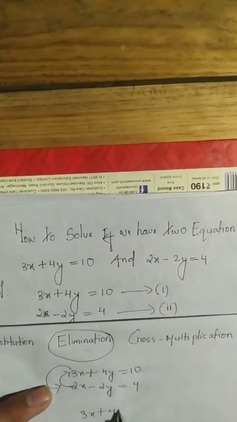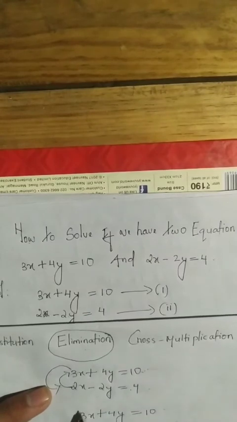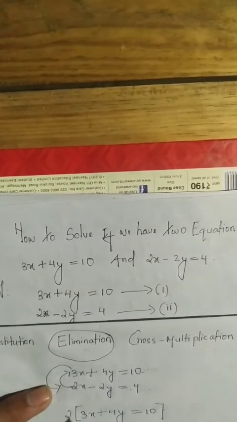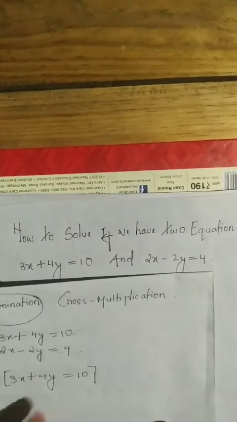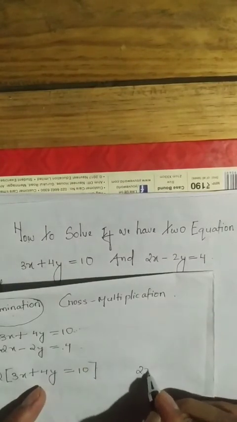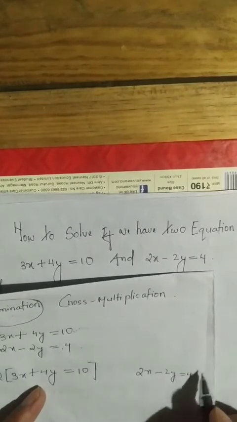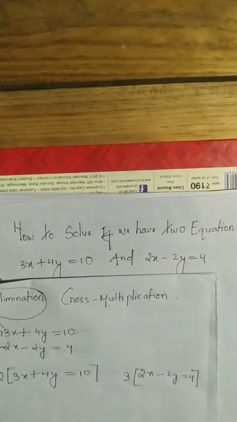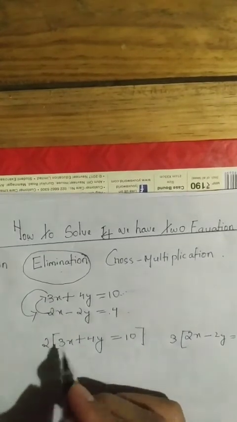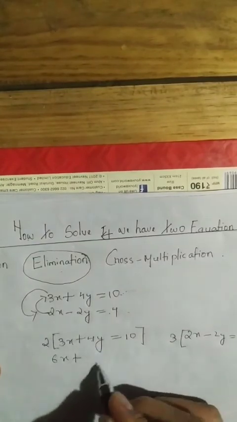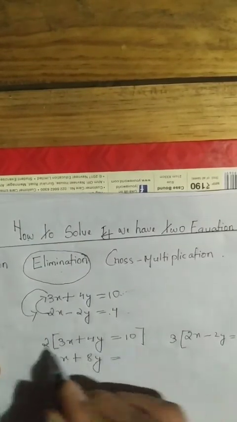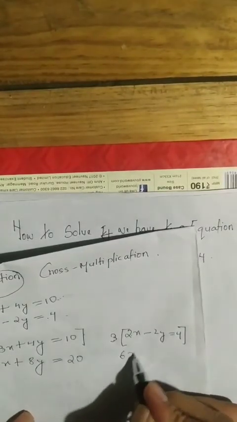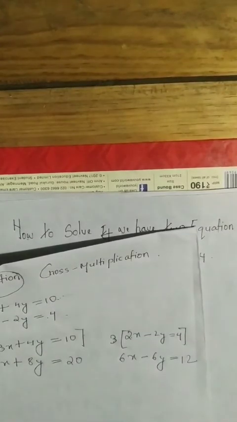Equation 1 was like this: 3x plus 4y is equal to 10. I'm going to multiply everything by 2. The second equation was 2x minus 2y is equal to 4. I'm going to multiply the second equation everything by 3. Look here. Now if I multiply, 3 2 is 6x, 2 4 is 8y, 2 10 is 20. So here also, 3 2 is 6x, 3 2 is 6y, 3 4 is 12. Now this is how we multiply.